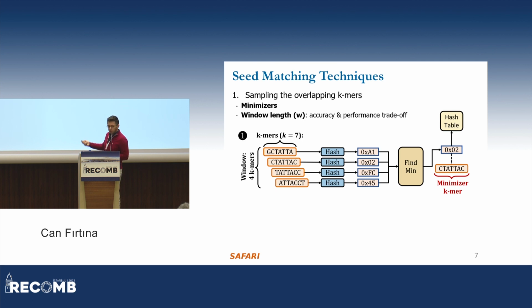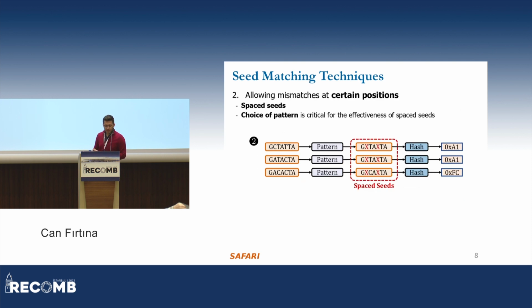So here we have a window of k-mers, and what we can do is hash them, and then instead of picking all of them, we can just pick the one that has the minimum hash value and store it in a hash table, which will significantly reduce the search space to store these seeds in the hash tables without hopefully hurting the accuracy too much. We call these the minimizer k-mers.